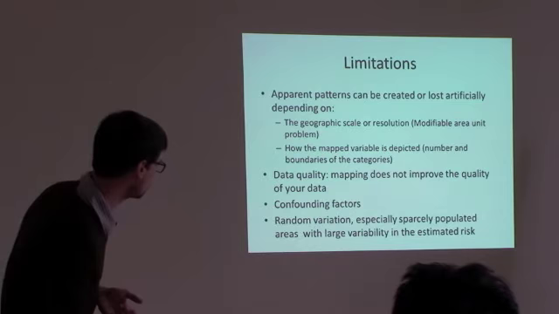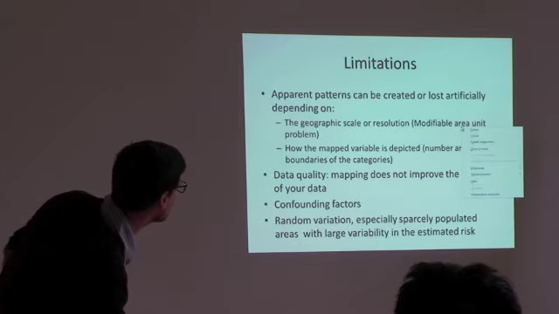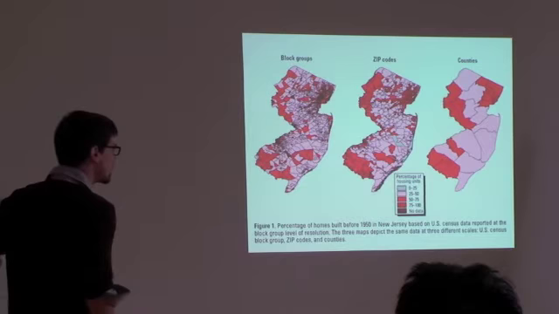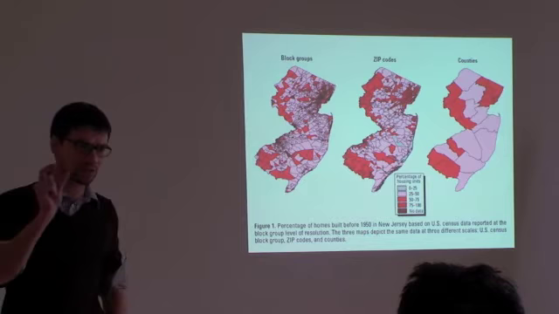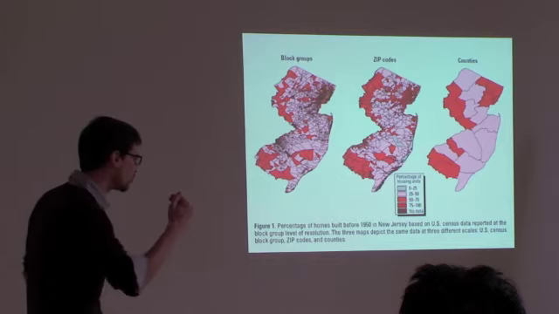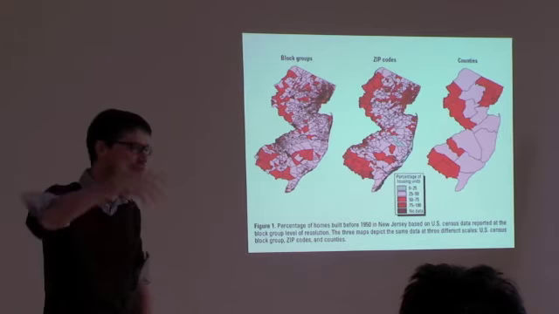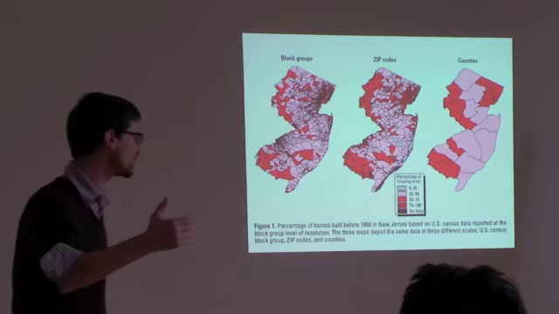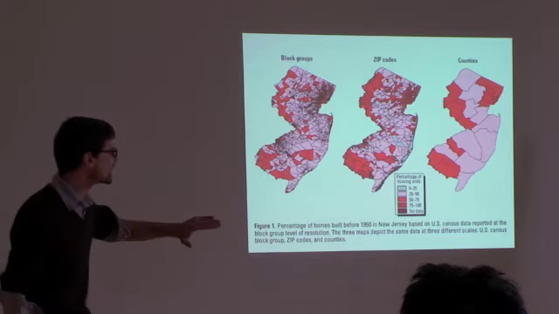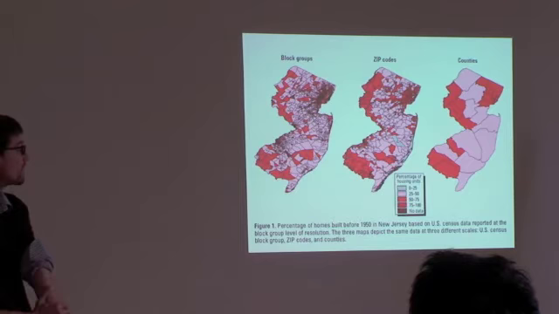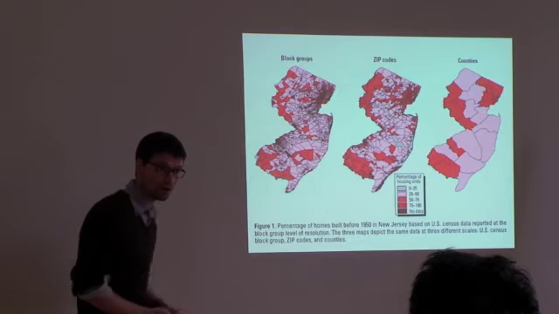So just to illustrate the modifiable area unit problem, these are three maps taken from a study which focused on the association between lead poisoning and the percentage of homes that were built before a certain date. It's in the US. So what they did was map the percentage of housing units that were built before the 1950s, in New Jersey, at different geographical levels.